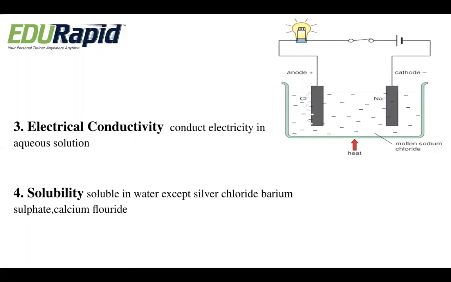So we can say that ionic compounds are soluble in water, but we have some exceptions like silver chloride, barium sulfate, and calcium fluoride. Though these are ionic compounds, they have less affinity towards the water molecule, so they are soluble but not easily. So we can take these three ionic compounds as exceptions for solubility. Till now we have seen the ionic bond and the properties of ionic compounds.